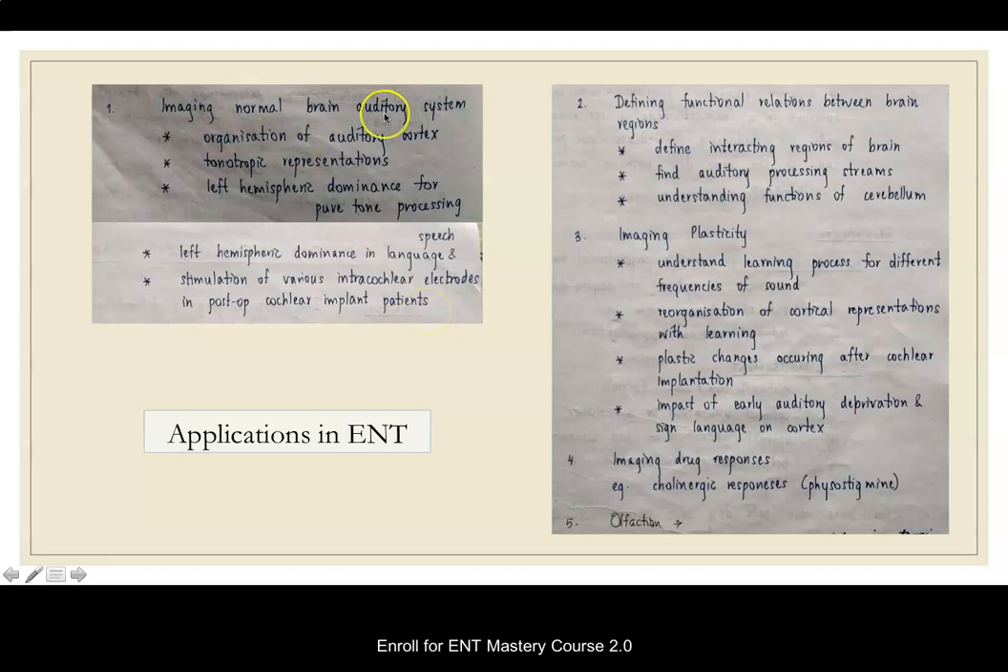So when it measures normal brain auditory system, it has shown us organization of auditory cortex, tonotopic representations in it, left hemispheric dominance for pure tone processing and speech and language, and it has also shown how intracochlear electrodes stimulate various areas in post-op patients.